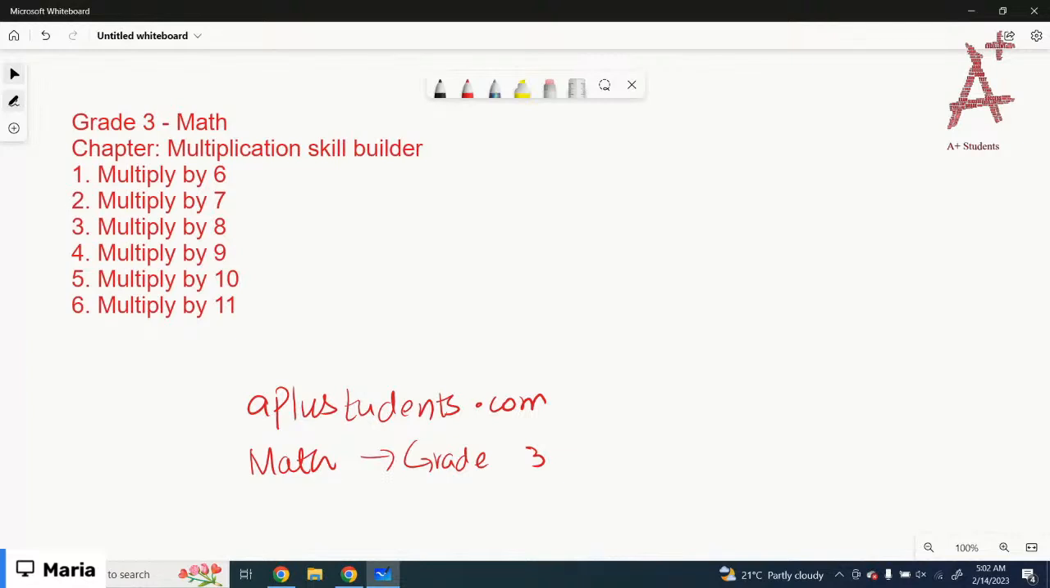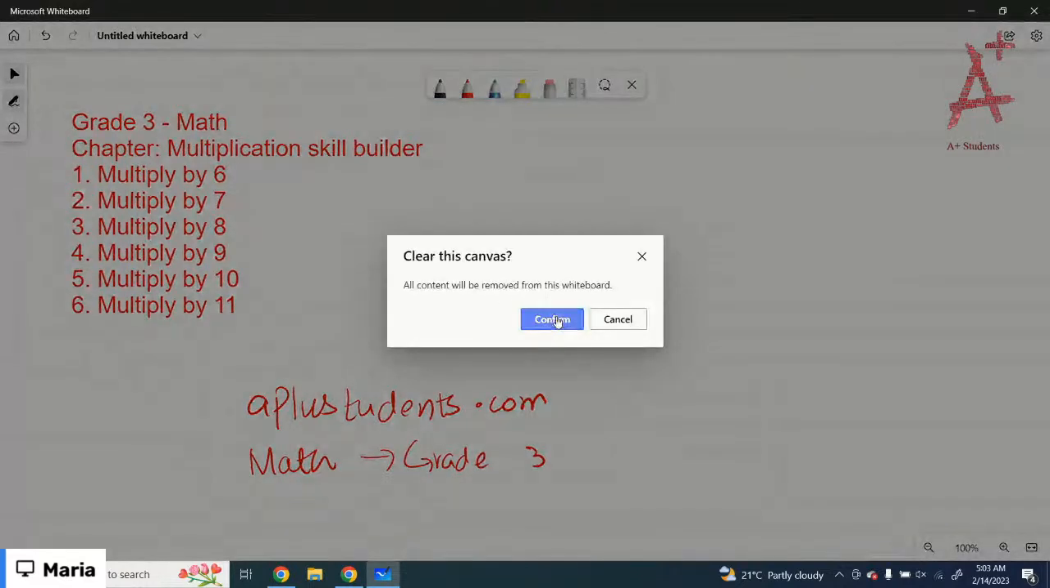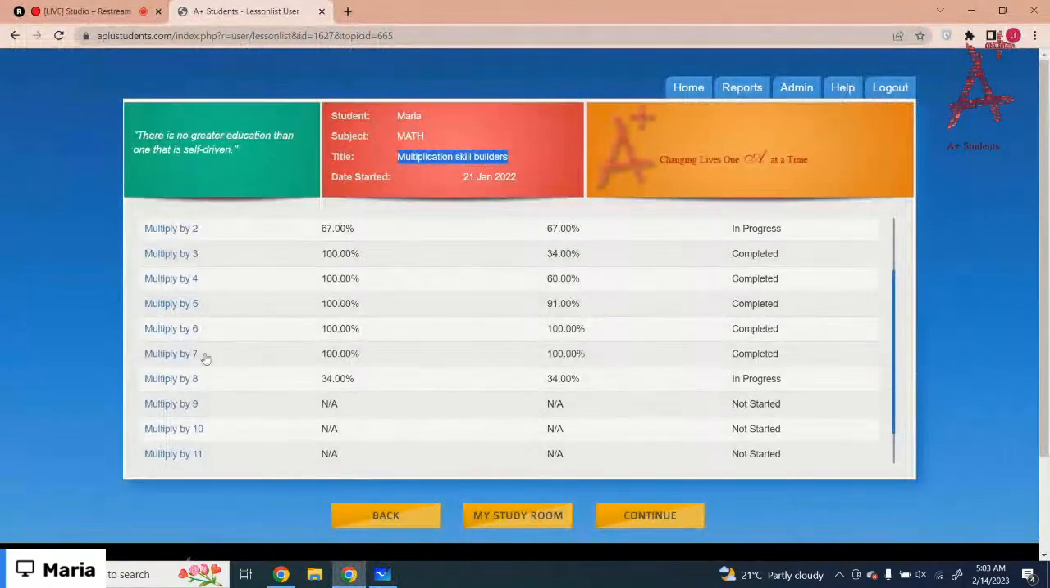The lessons we're going to cover today are multiply by 6, multiply by 7, multiply by 8, multiply by 9, multiply by 10, and multiply by 11. Let's start with the first lesson, multiply by 6. Please make sure you have your notebook and pencil so that you can note down the important examples and definitions as well.